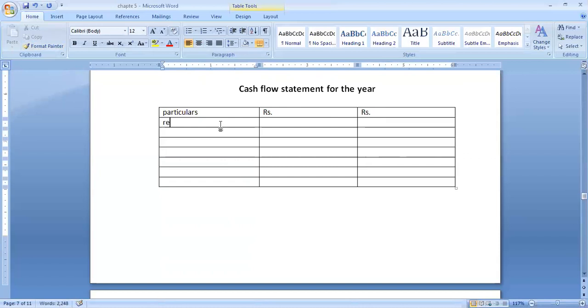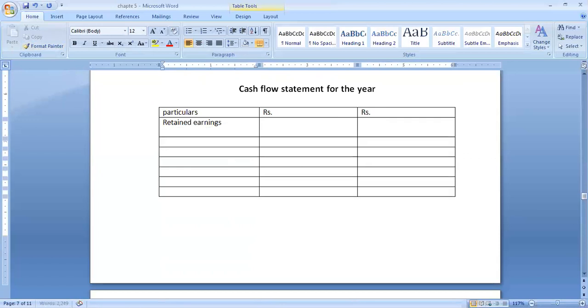You have to take obviously the net profit into consideration. So retained earnings here for the year: it is 1 lakh 60,000 minus 1 lakh 25,000. So what will be the value? Write it in the outer column. The value is 35,000. Okay.